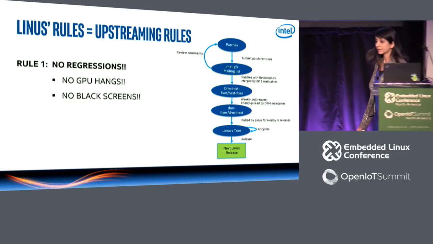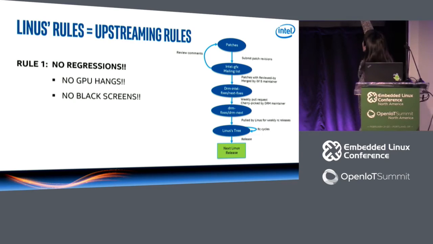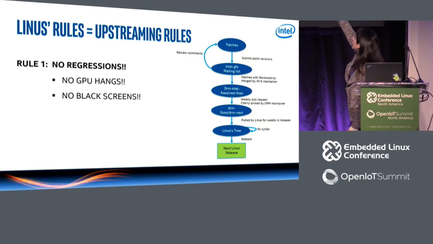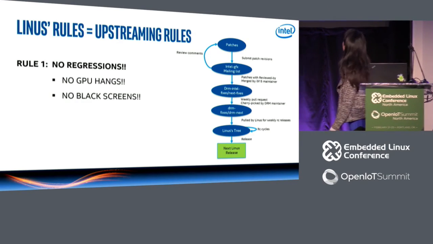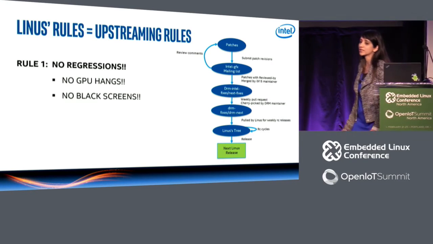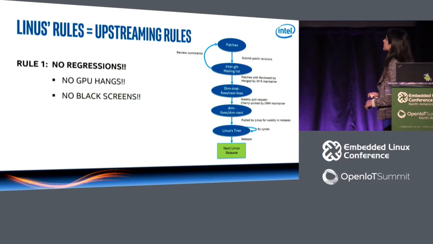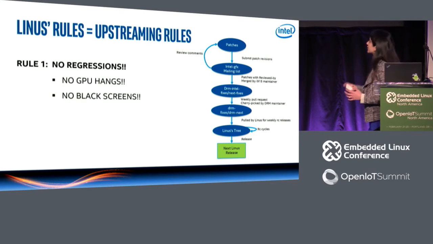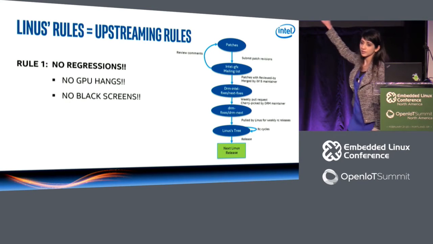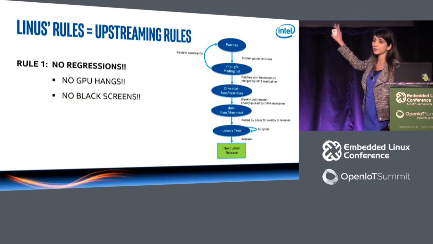This is how a typical review cycle looks. You're a developer working on your code. First thing you do is submit patches to the public mailing list. It's called the Intel Graphics mailing list, but it's a public mailing list. There are developers from outside of Intel looking at this and giving you constant feedback. So you get lots of review comments, and you submit new patch revisions. This keeps going on for a long time until you finally get a reviewed-by.